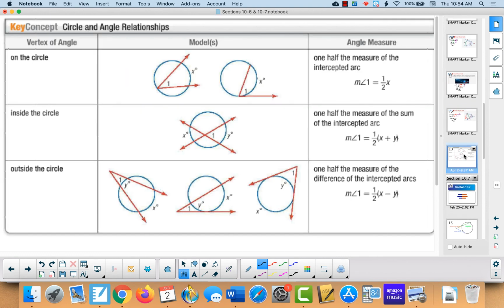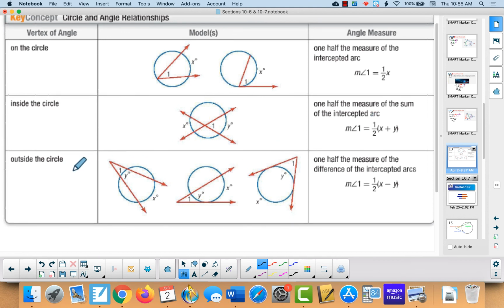So just to recap again, all the new formulas that we learned. When the vertex is on the circle, either as an inscribed angle or a secant tangent angle, the angle is equal to 1/2 the measure of the one intercepted arc inside that angle. When the vertex is inside the circle and not the center, that angle and its vertical angle are equal to 1/2 the sum of the intercepted arcs. So we're averaging these intercepted arcs to get that measure of angle 1.